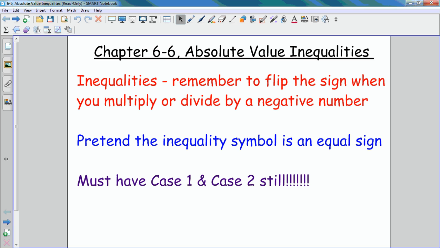Absolute value inequality. Chapter 6, Section 6. Now, inequality. Remember to flip the sign when you multiply or divide by a negative number. Remember that rule back when we did inequalities? Whenever you divide or multiply by a negative number, you have to flip the sign.